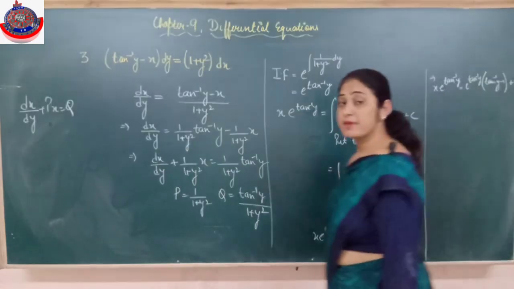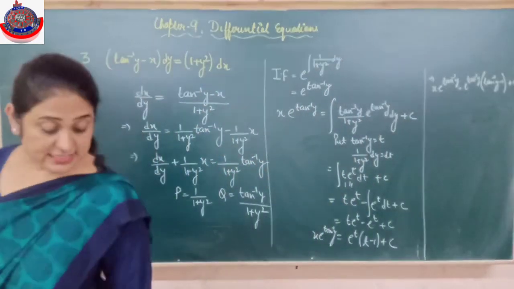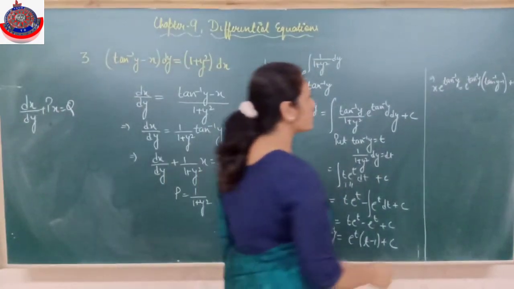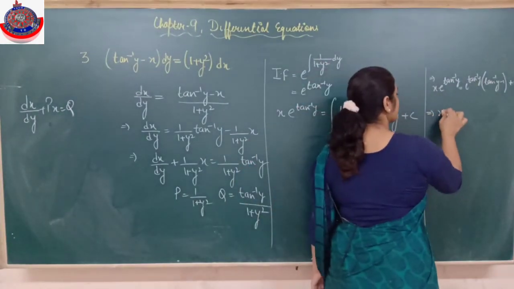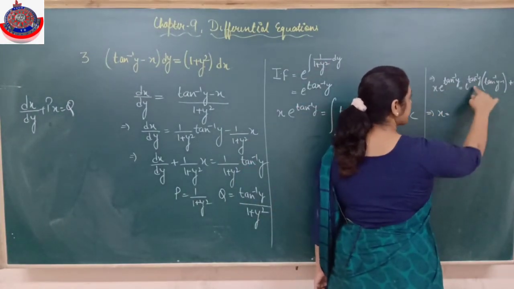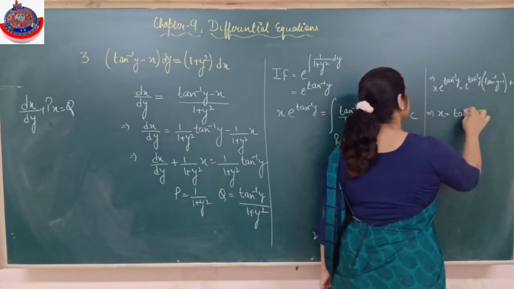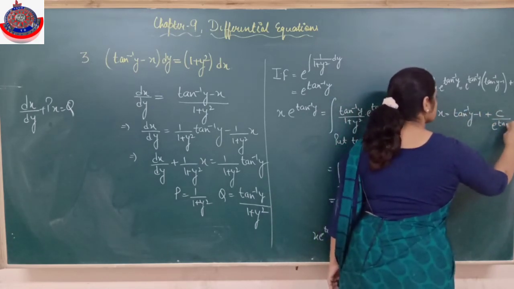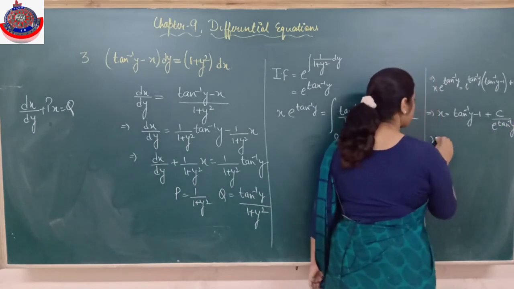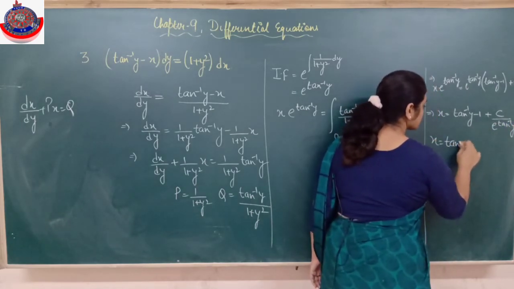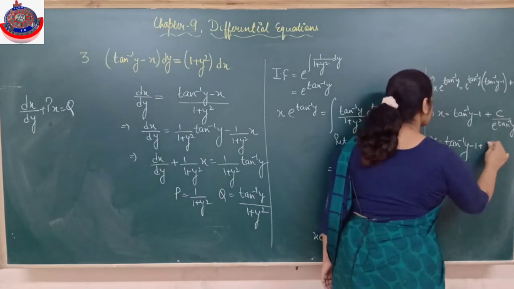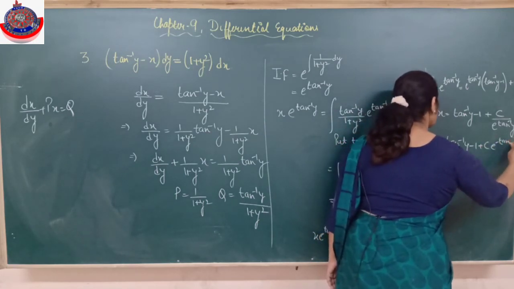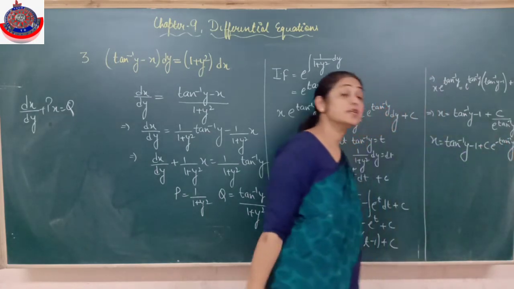Now this e raised to power minus t, it can be divided on both of the sides by that because I need x is equal to something. So divide by e raised to power tan inverse x, it will cancel from here. This will go up. And that is the solution.